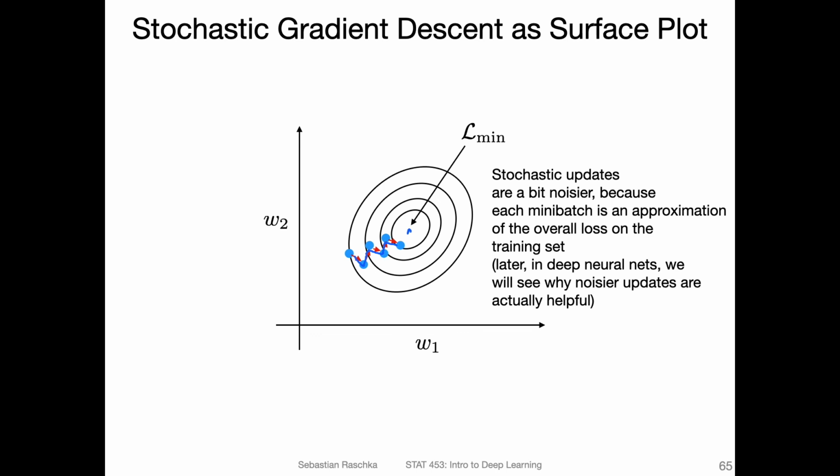But later, when we talk about deep learning, we have non-convex loss functions, so we probably won't be reaching the global minimum anyway. And in this way, using these little stochastic gradient descent updates is actually better than these complete gradient updates.